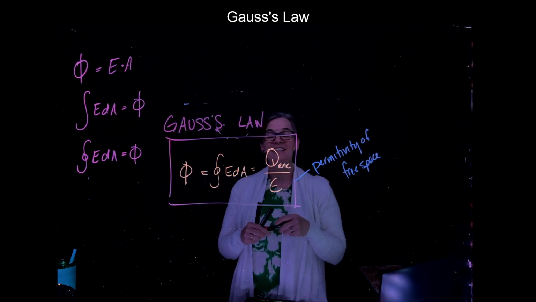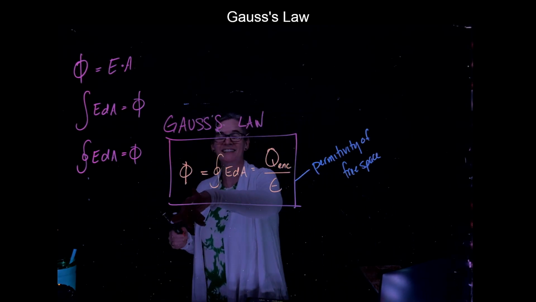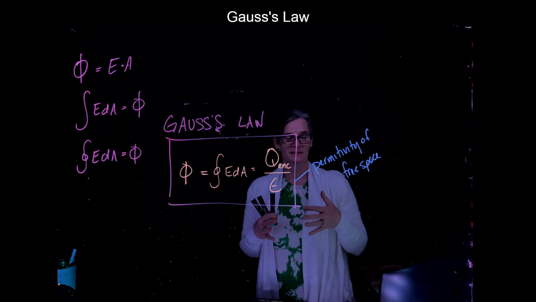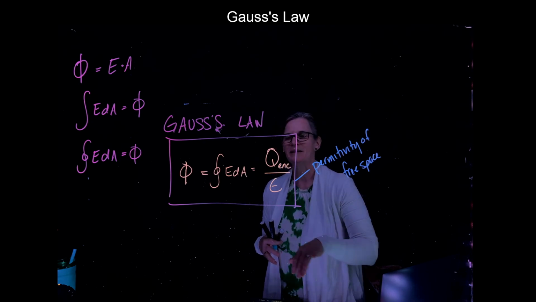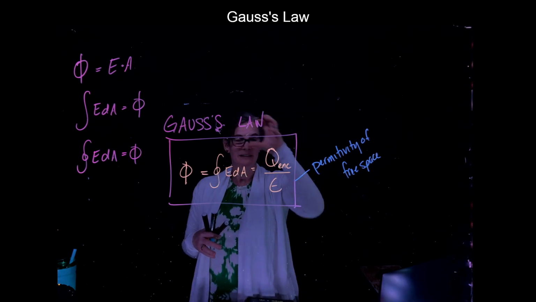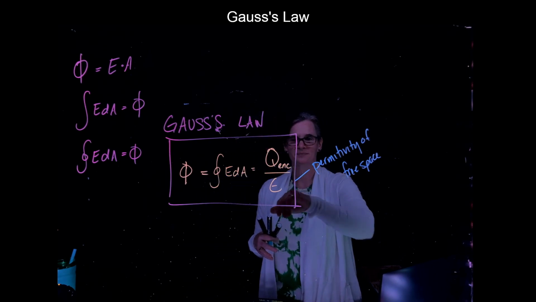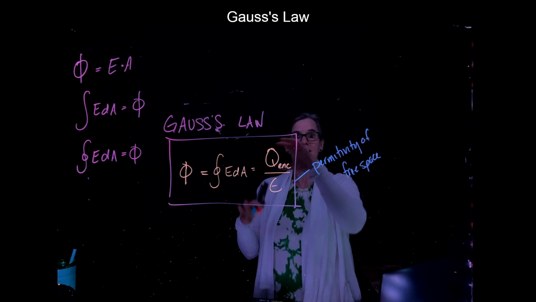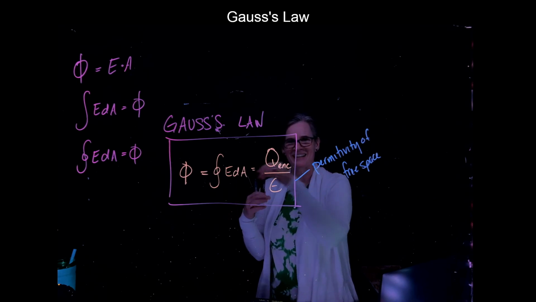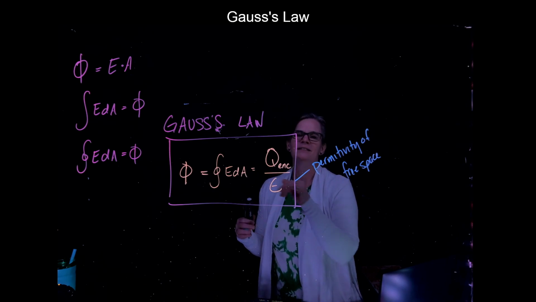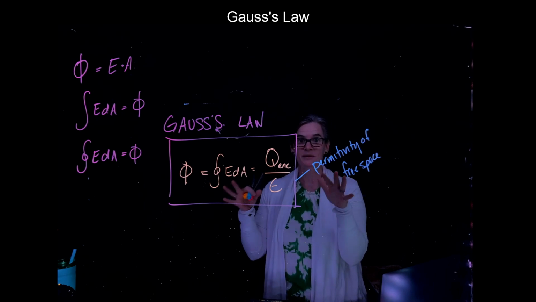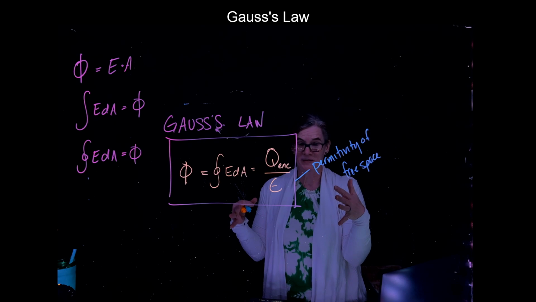Again, Gauss's law tells us that the flux is equal to the integral across that enclosed space of the electric field across that surface area. It's equal to the enclosed charge, the charge enclosed in that space that we're taking the integral over, divided by the permittivity of free space, so epsilon naught. Right, that's Gauss's law. Now, how do we use it?